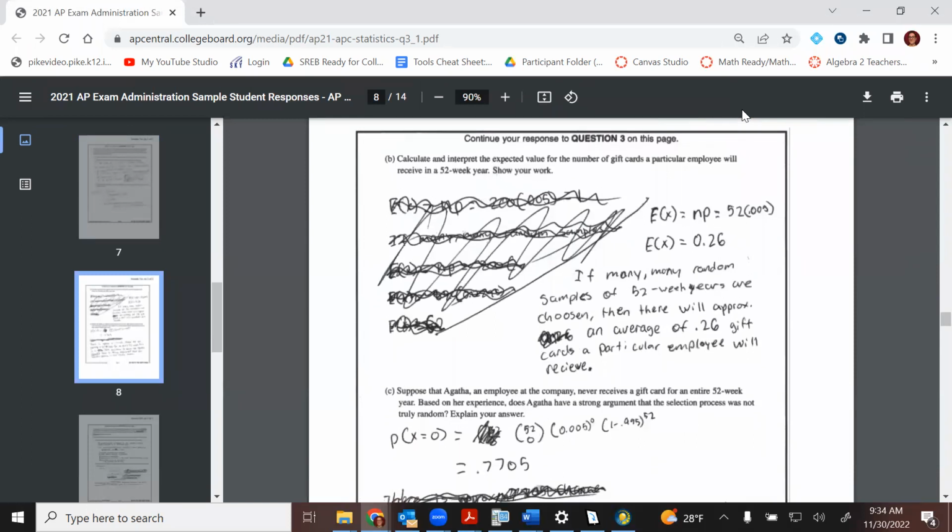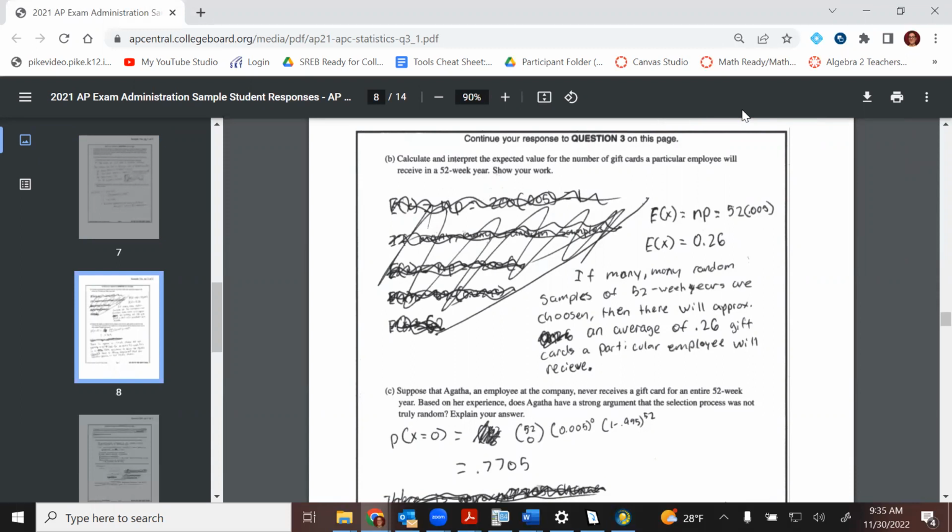There we go. So they found the same expected value as the other 2 students, and then they explain it: if many random samples of 52-week years are chosen, then there would be an approximate average of 0.26 gift cards a particular employee will receive.